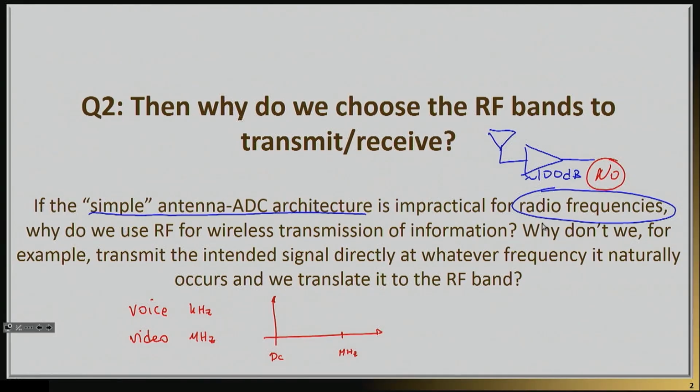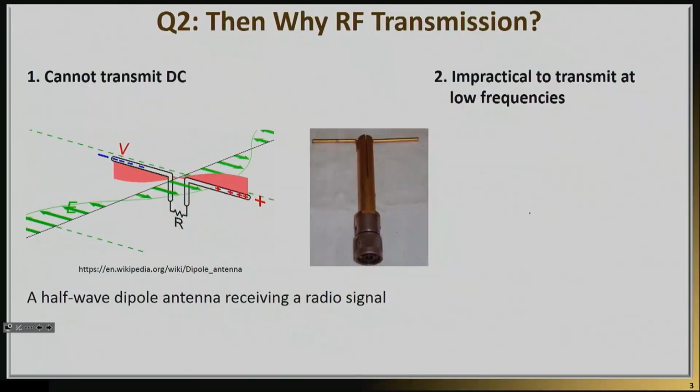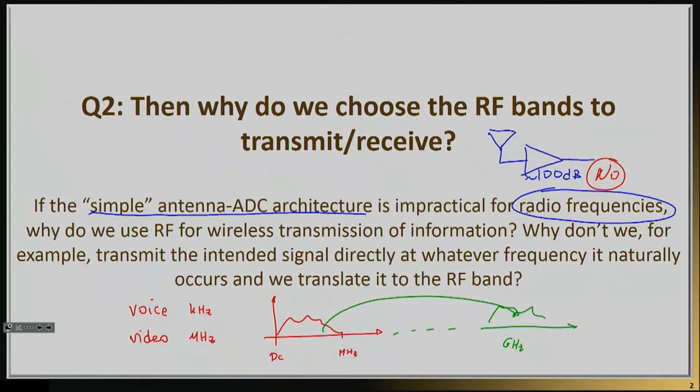Why are you asking me to go all the way to an RF band to work at gigahertz? Why do you basically take the spectrum that was here and now you're asking me to transmit it here? That's the fundamental question. So the answer to this question is by actually looking at what would have happened if we were to try to transmit the signal here, which we will call baseband signal, directly from an RF transmitter and receive it from an RF receiver.